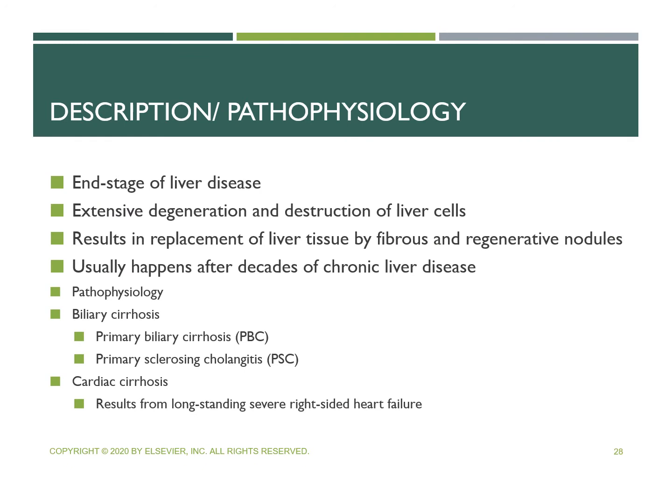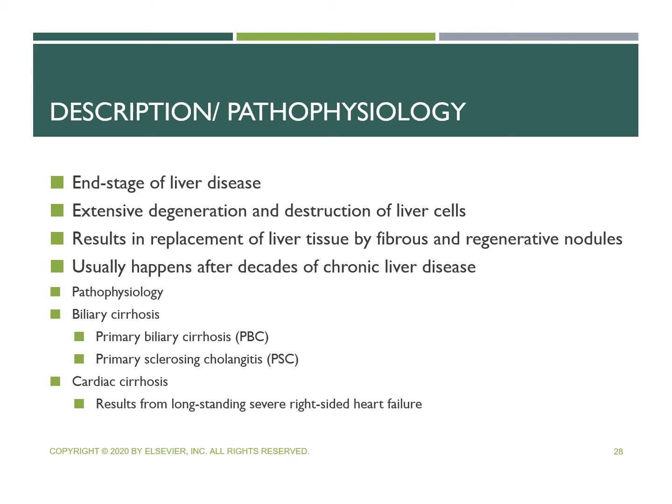Cirrhosis is described as end-stage liver disease. It's extensive degeneration and destruction of the liver cells. It results in replacement of the tissue with fibrous nodules. Usually it can happen decades after chronic liver disease, and we have such a thing called biliary cirrhosis. And primary biliary cirrhosis is a chronic disease of the bile ducts of the liver.